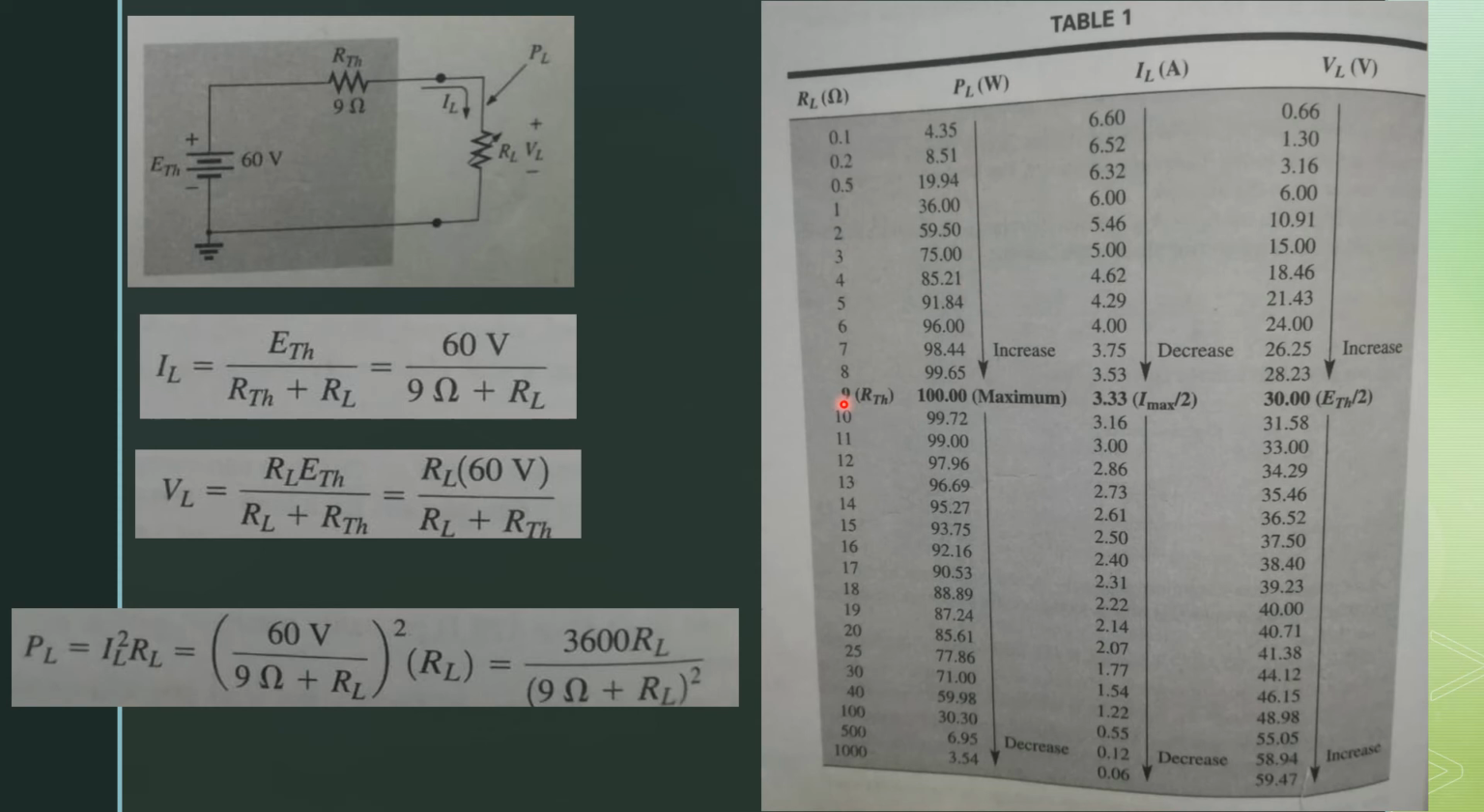Now at this point, when RL is equal to R Thevenin, which is 9 ohms, you will see that 100 watts of power is delivered. From this graph you will see that if we change RL to be greater than R Thevenin, the power decreases. If we decrease the value of RL below R Thevenin, the power also decreases. So when R Thevenin is equal to RL, the maximum power is delivered.